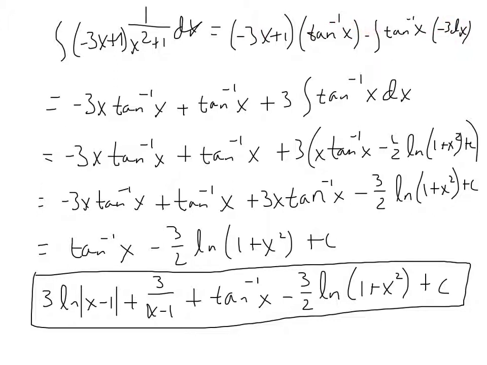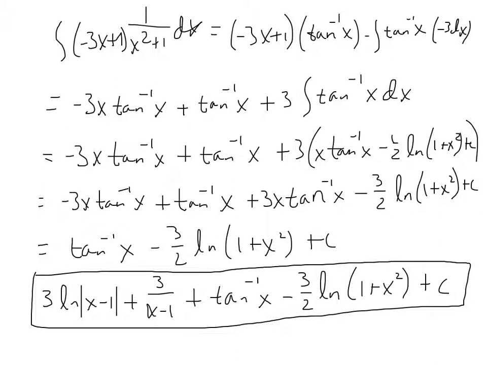That's uv minus the integral of v du. And that's going to give us, if I multiply this out, minus 3x inverse tangent x plus inverse tangent x. I can bring this 3 and minus 3 out front, multiply it by the minus, and I'm going to have plus 3 times the integral of inverse tangent x dx. Now that integral right there is x inverse tangent x minus 1/2 natural log of (1 plus x squared) plus C. I'm introducing our constant of integration now, since I've handled all of my integrals.